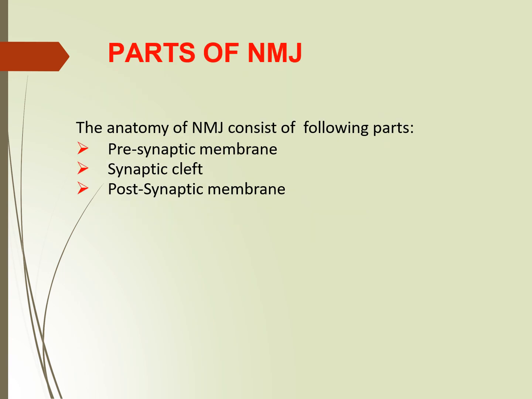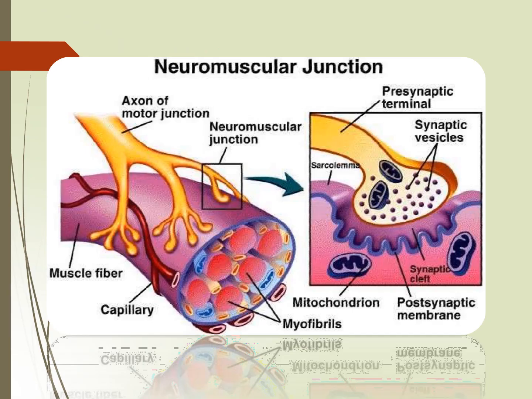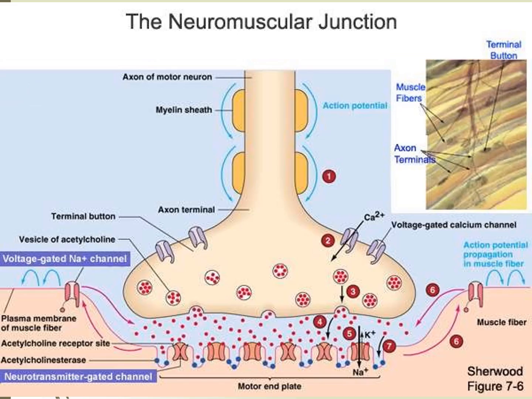So the parts of the neuromuscular junction are presynaptic membrane, synaptic cleft and postsynaptic membrane. So this is when we see the structure under the electron microscope. Okay, so this is one picture, and then this is the detailed picture of the neuromuscular junction. So underneath the nerve ending, muscle membrane of the motor end plate. So this is the motor end plate.